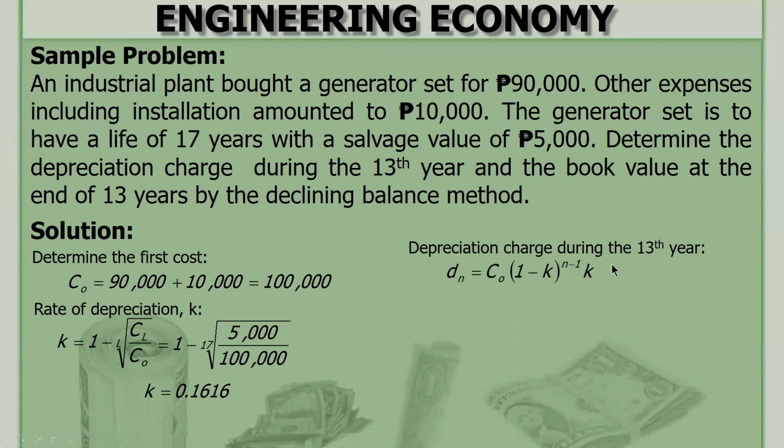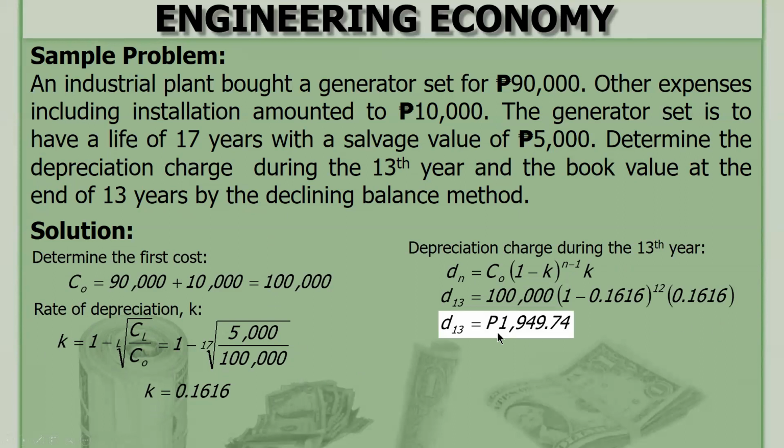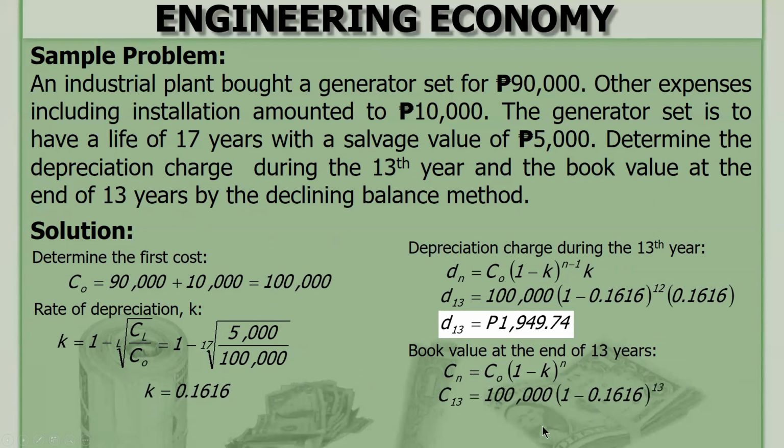And after this, you can now solve for the depreciation charge during the 13th year. The formula is this for any year. So this is 13, 13 minus 1, K, na-solve na. C sub O given. Substitute, and this is the depreciation during the 13th year. And then the second one is book value at the end of 13 years. The formula is this for any given year. So N is 13 given, na-solve ang K, 13. It's very simple. Yeah?